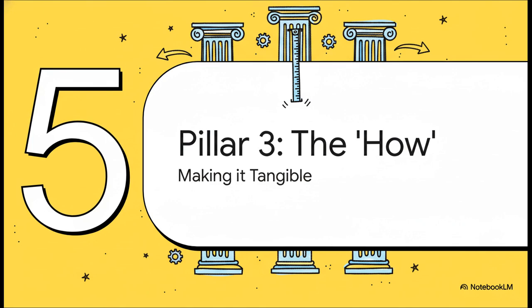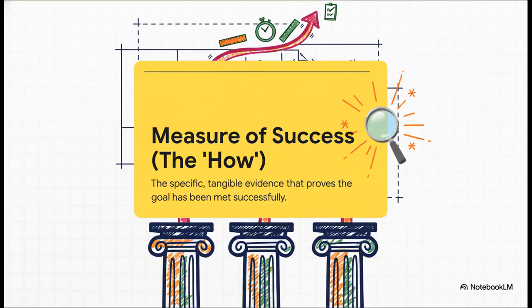All right, and now for our final pillar, which is the how. This is the part that makes the goal real. This is what takes a big idea and turns it into a concrete, measurable target you can actually aim for. Your measure of success is the proof. It's the tangible evidence that you did what you set out to do. There's no ambiguity, no gray area. It's just a clear finish line that tells everybody, yep, we did it.